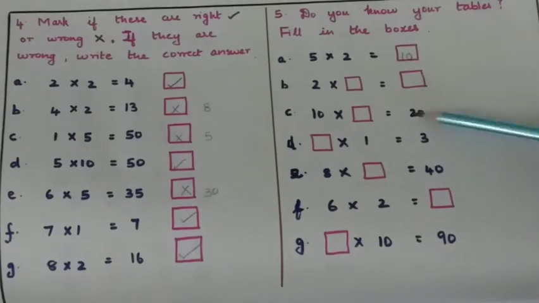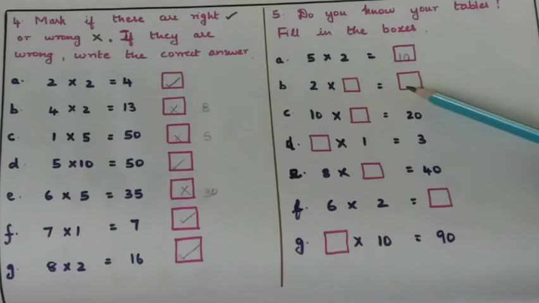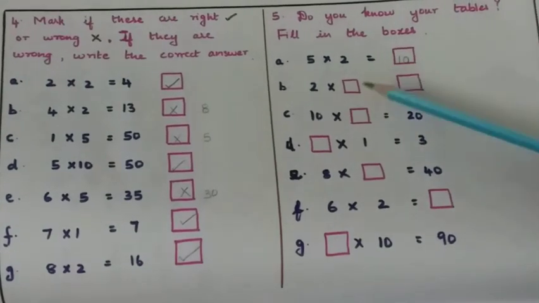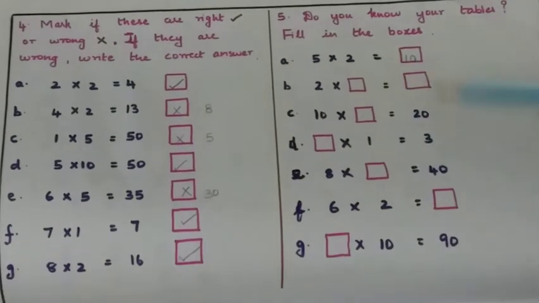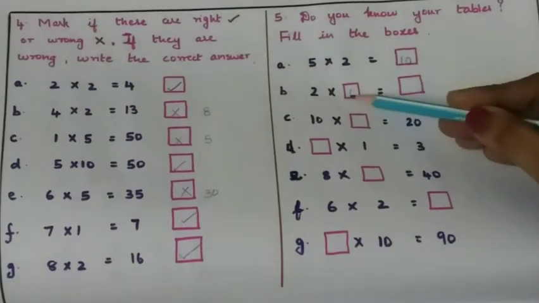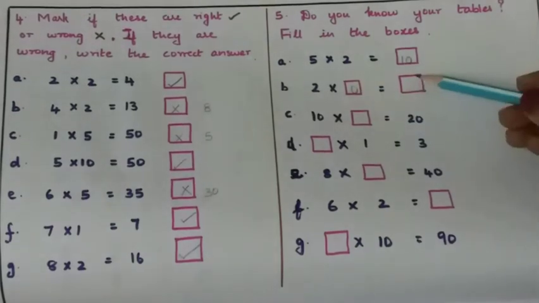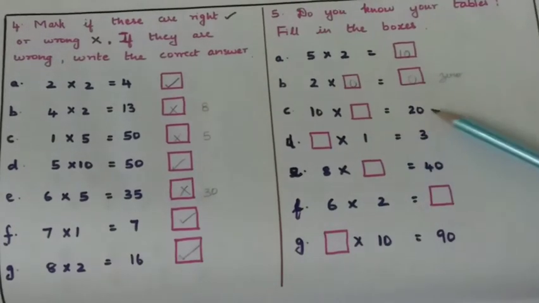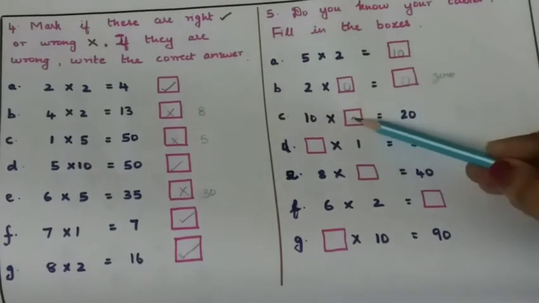So here I have left 2 boxes empty to introduce a concept where the number is being multiplied by 0. I have not explained about it in my previous video, so I wanted to include it here. So any number multiplied by a 0 will give the result as 0. Next, 10 into what will give you 20? 10 into 2 is going to give you 20.